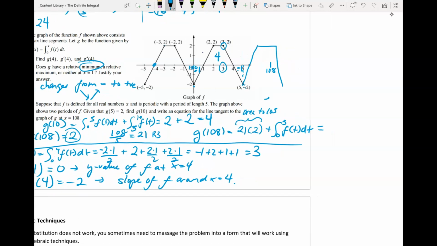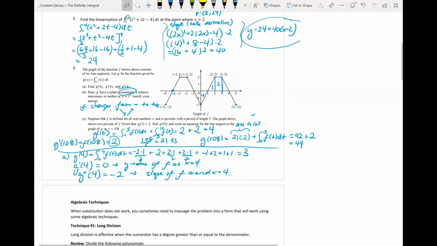So 21 times 2 is 42. And then we'll take a look at the area from 0 to 3. So from 0 to 3, we have negative 1, 2, and 1. So then this is just going to be 2. So that value is 44.